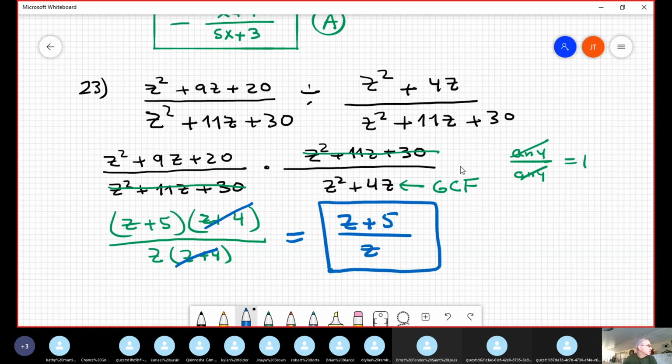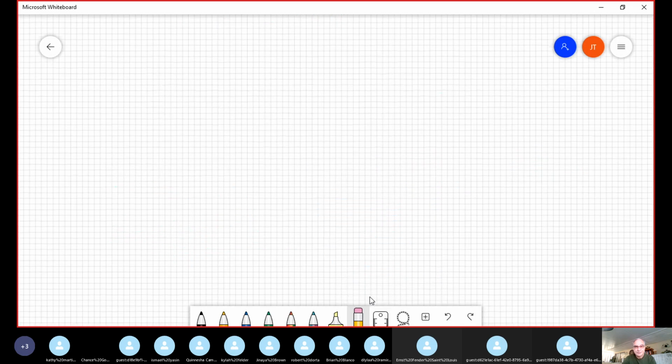Something like that. Let me check it. C plus 5, something's weird. I copied something wrong. Sorry. Okay, let me erase everything and start again, number 23. I copied the denominator as the same, but it's not the same, it's totally different. Okay, 23 again.